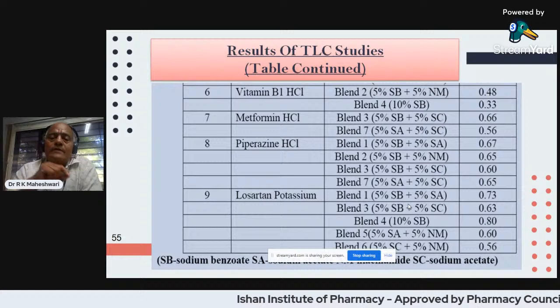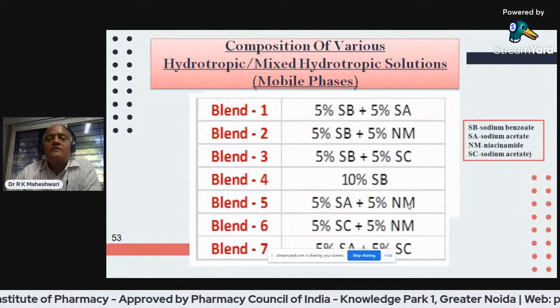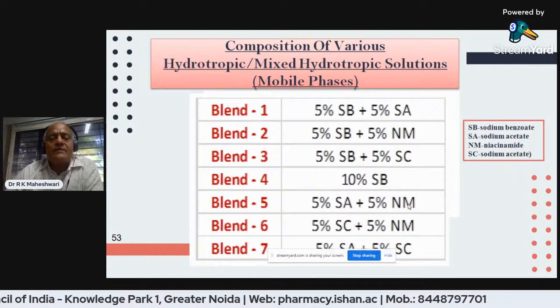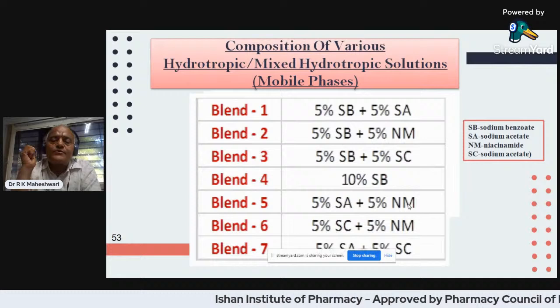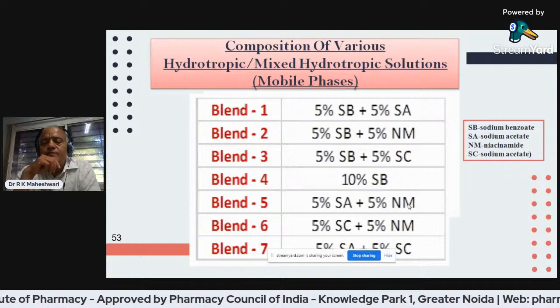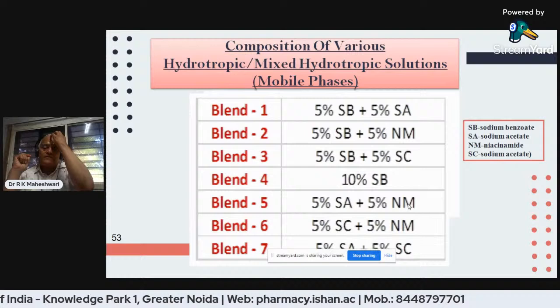what has been employed as a mobile phase? No organic solvent. Now you see the blends of mixed hydrotropes. 8 blends were used by the M.Pharm students who carried out this work. Blend 1 contained 5% sodium benzoate and 5% sodium acetate in water. So total became 10% dissolved solid. Blend 2, 5% sodium benzoate plus 5% niacinamide. Blend 3, 5% sodium benzoate plus 5% sodium citrate. Blend 4 was only a single hydrotropic solution, 10% weight by volume sodium benzoate solution like this.